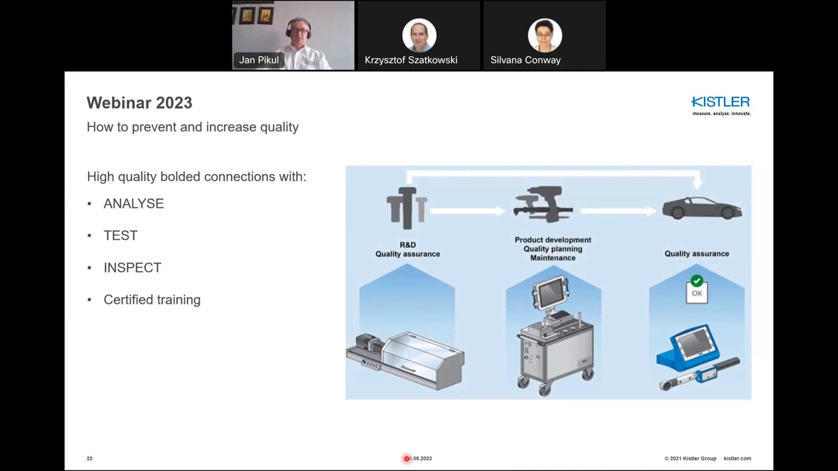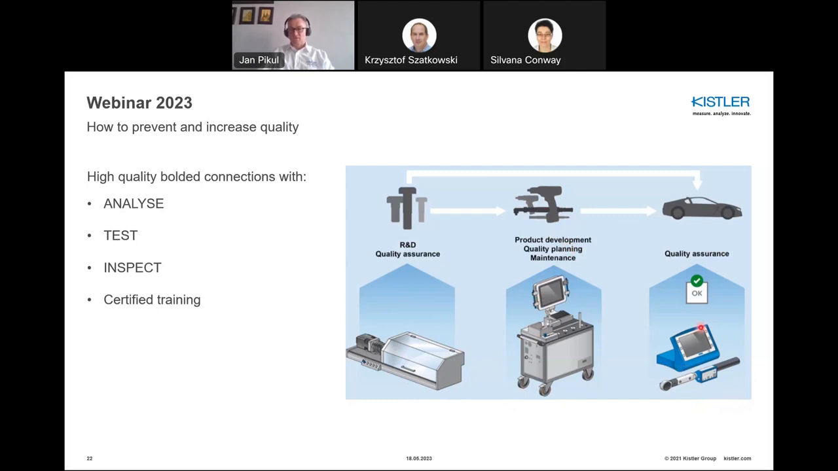Here you have examples of the summary of what I told you just before, how we use our systems in each stage of the production process. The analyze system supports the quality, and also, for example, bolt producers to keep the friction under control. We have a certain system which guarantees that the process tools can be tested on time.